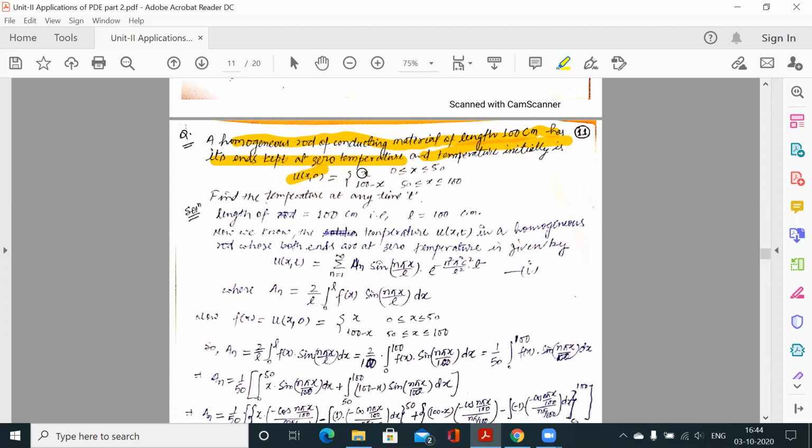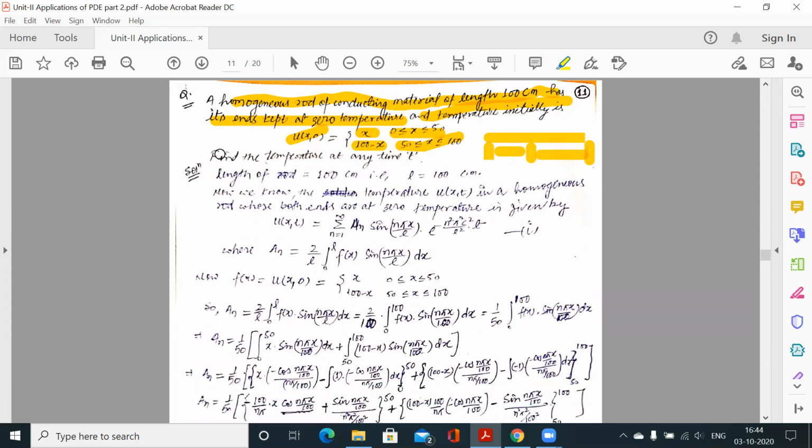That means f(x) is x when x is between 0 to 50, and it is 100 minus x when it is between 50 to 100. So the total length of the rod is 100. From the initial point to the middle point, the initial temperature is x, and from this point to this point, the temperature is 100 minus x. Clear? So find the temperature at any time t. So this is the question.